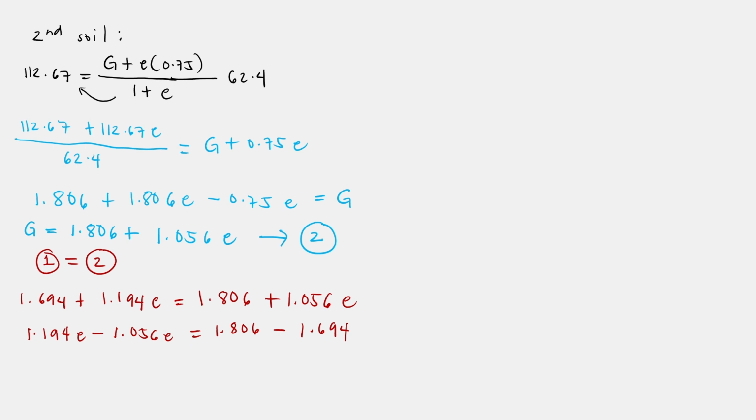So, compute natin. Ayan. So, 1.194 minus 1.056, that is 0.138E is equal to ito 1.806 minus 1.694, that is 0.112. And then, i-divide natin both side ng 0.138 para makancel. Parang matira yung E natin or yung void ratio. So, now, yung E natin ngayon is equal siya sa 0.812.